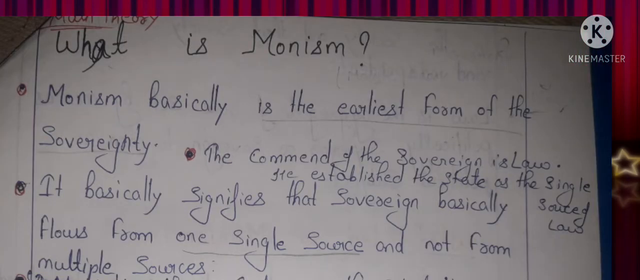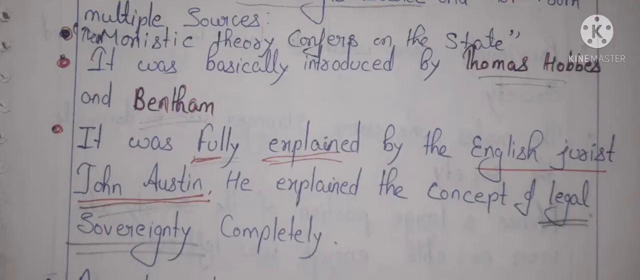What is monism? Monism basically is the earliest form of sovereignty. The command of the sovereign is law. He established the state as the single source of law. It basically signifies that sovereignty flows from one single source and not from multiple sources.